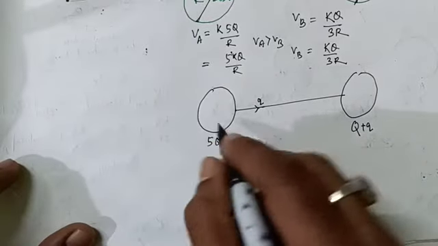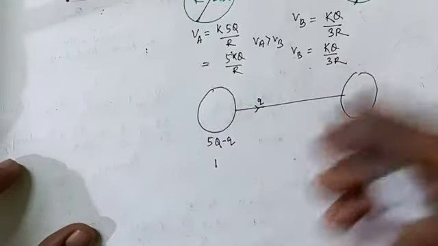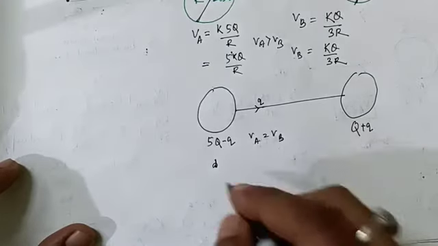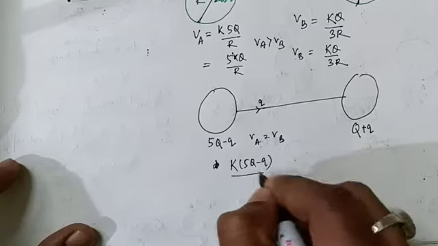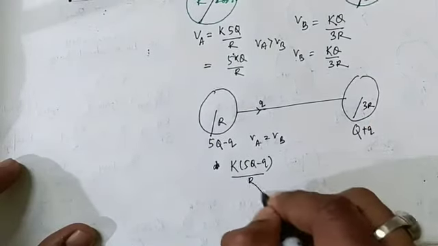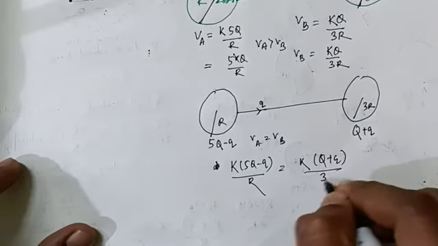Up to what extent will charge flow? In the final situation, the potential of A equals the potential of B. Up to that extent the charge will flow. I'll simply equate the potentials. So K(5Q minus q) upon this radius, which was R, equals K(Q plus q) upon this radius, which was 3R.